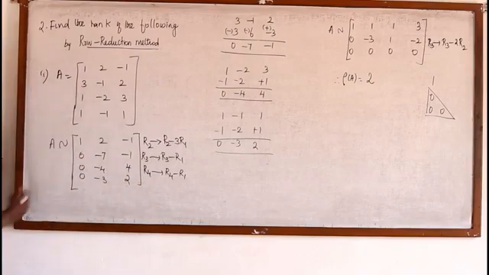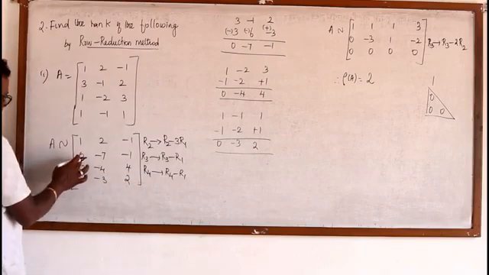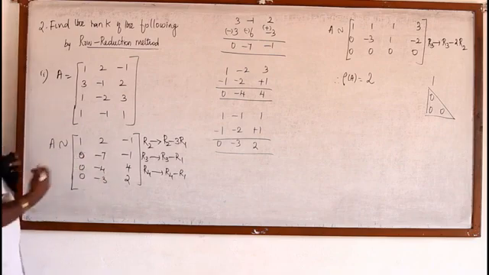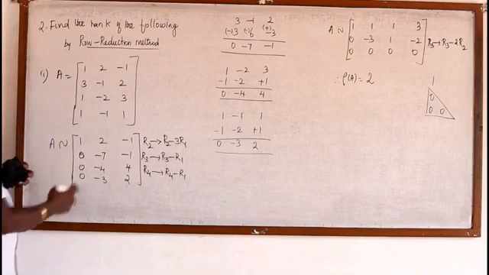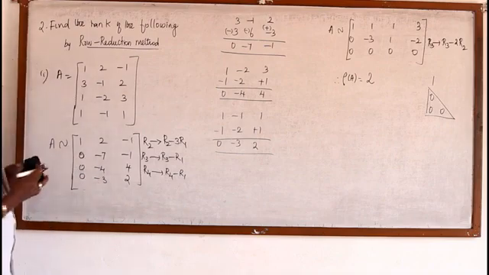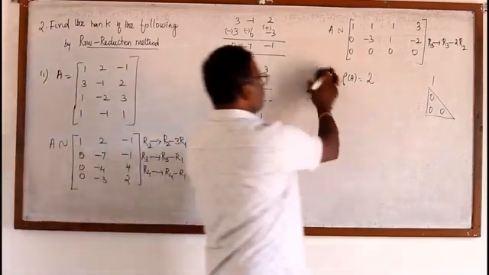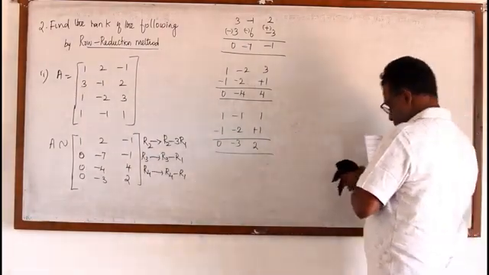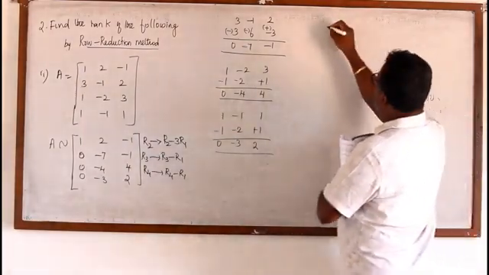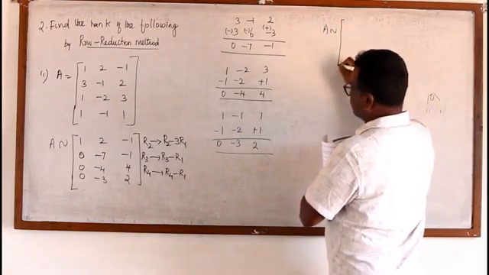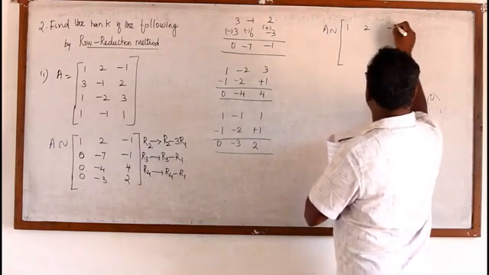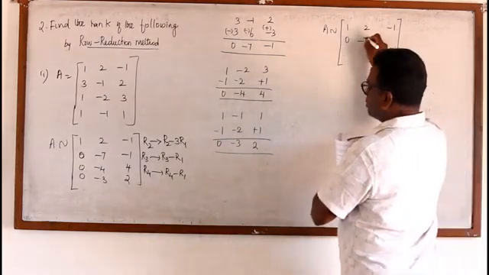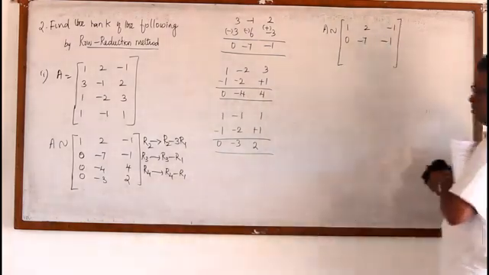So all the first entries have become 0. Now, since there is one 0 in the second row, there must be at least one more 0 in the third row. Then automatically this also must become 0, isn't it? So let me go for further transformations. A is equivalent to 1, 2, minus 1. There is no change in the first row. In the second row also, you don't want any more changes here.